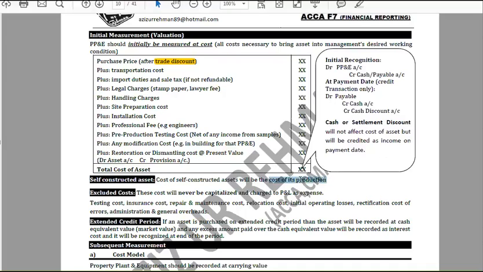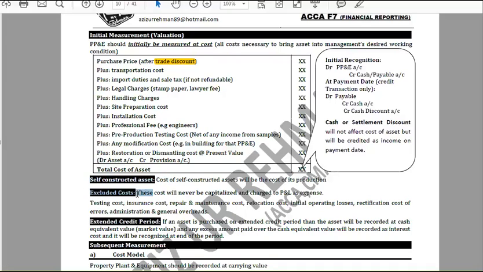And the total cost will be recorded as the cost of that asset. So in case of any self-constructed asset, you should keep record of all the items of the cost, and the total of those costs will be the cost of the asset.